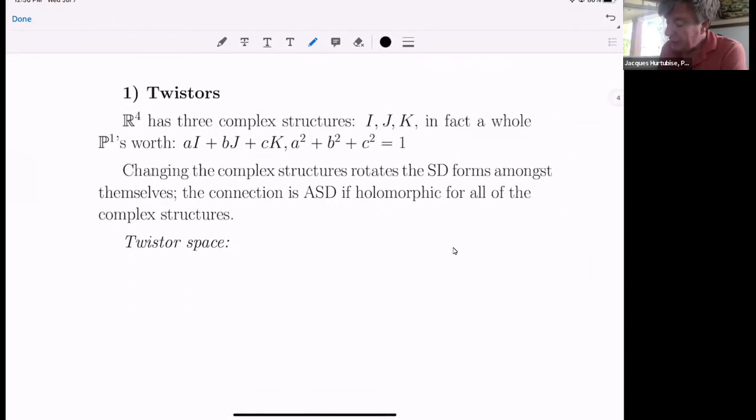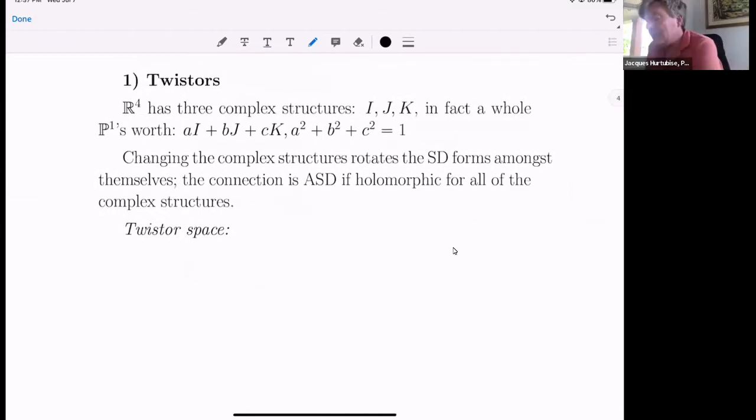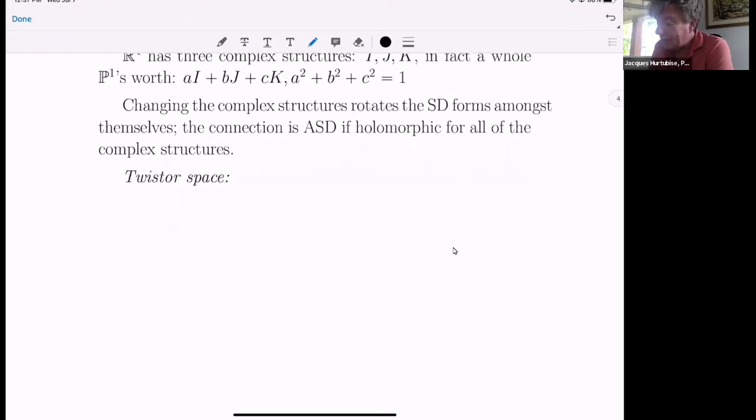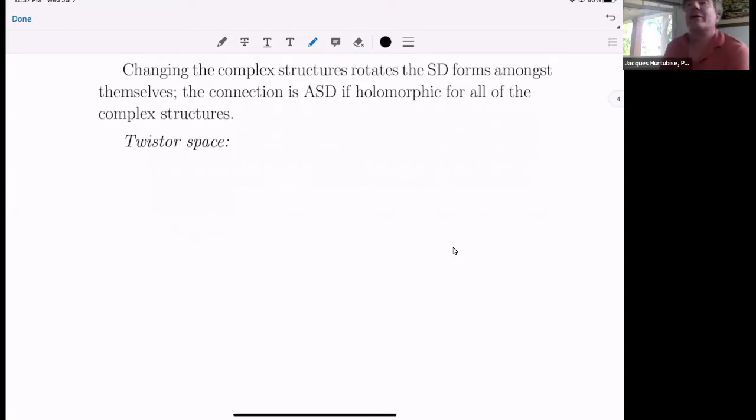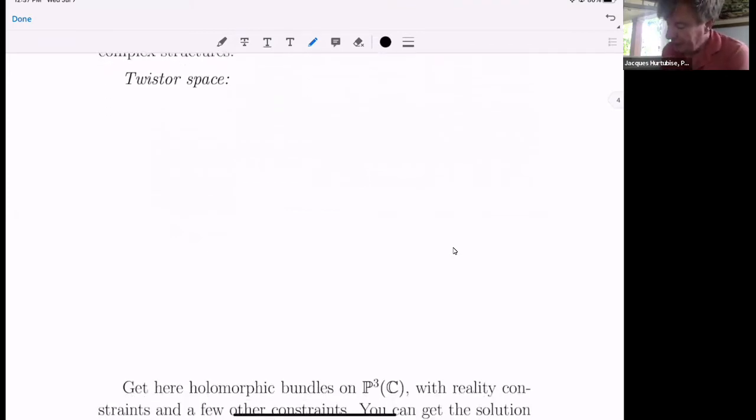Okay, so there's one way, which is twistors. It exploits the fact that R4 has 3 complex structures. It's quaternionic, it's the quaternions, basically. So it's got 3 complex structures, I, J, and K. In fact, a whole Riemann sphere's worth, given by linear combinations. Changing the complex structure rotates these self-dual forms amongst themselves. And so the connection is going to be anti-self-dual if it's holomorphic for all of the complex structures. So the picture is you've got an R4 that's sitting here.